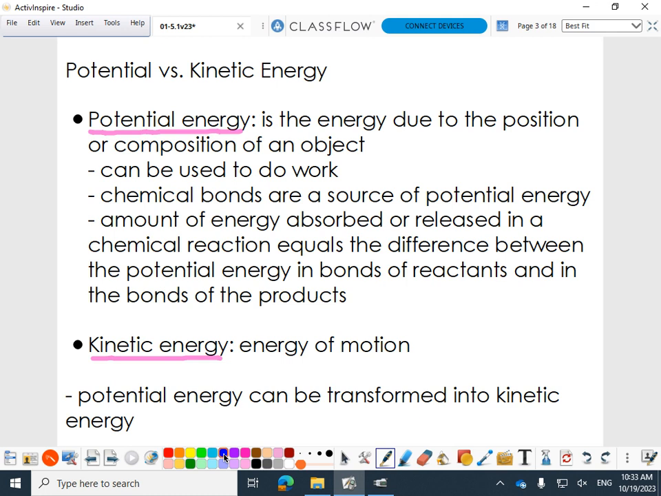So ours is more about the composition. How much energy is stored in the chemical bonds, or how much energy is required to break those chemical bonds. That's what we're going to kind of do.